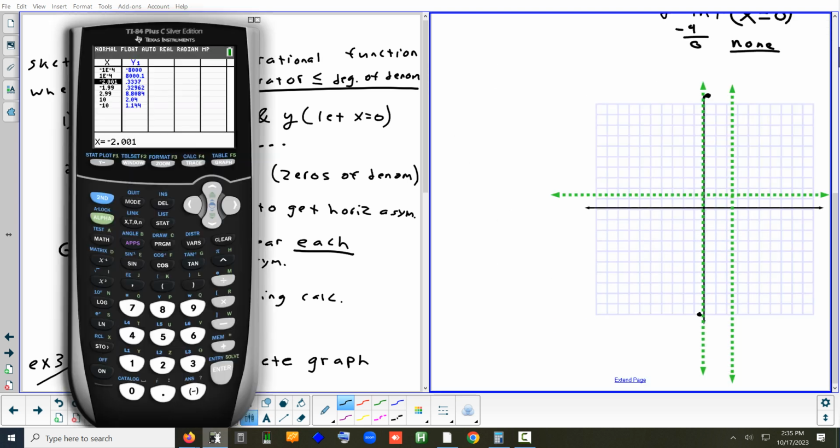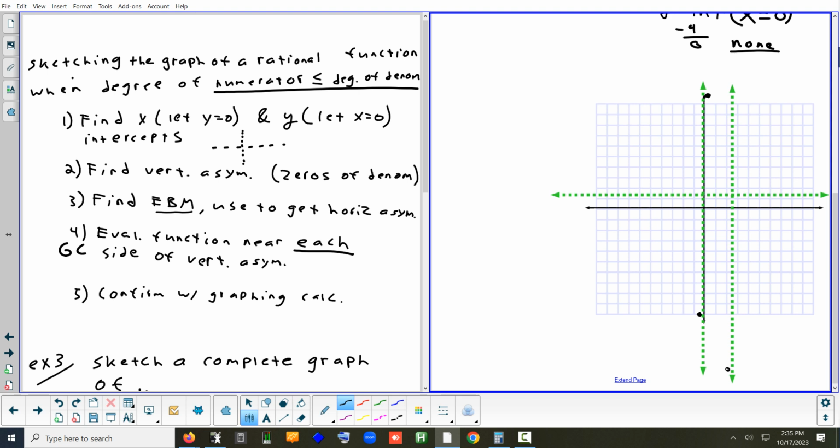Okay, our next vertical asymptote was 2.5. What's a number that's a little smaller than 2.5? 2.499. You're at negative 3,448. So you're going to be way down here. And where do you think you're going to be on the other side? Yeah, all the way up.